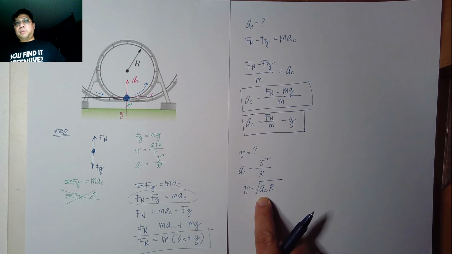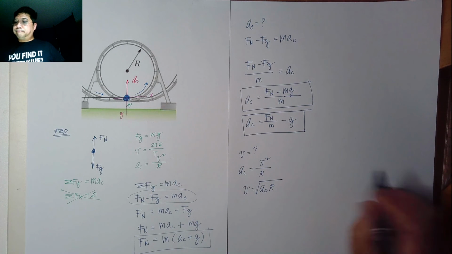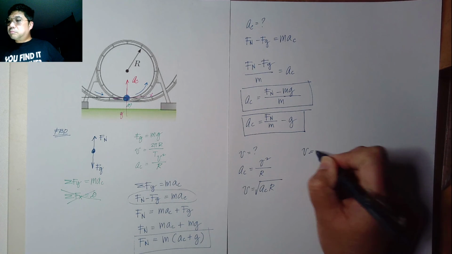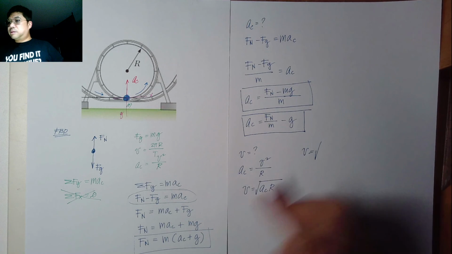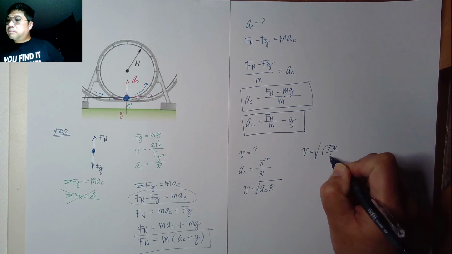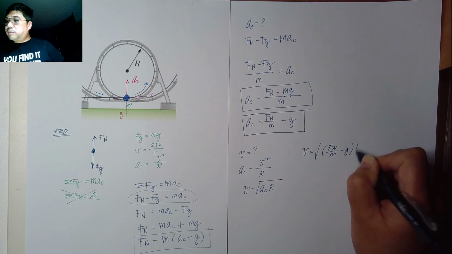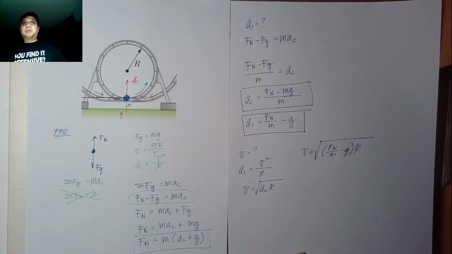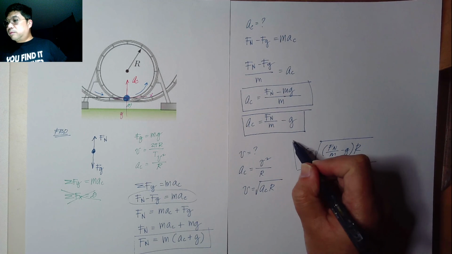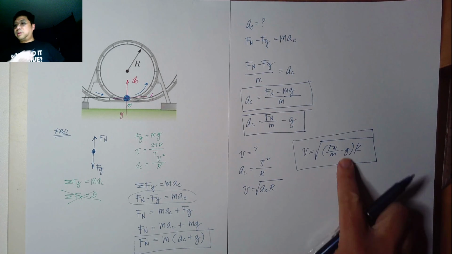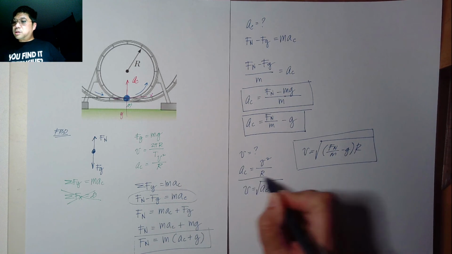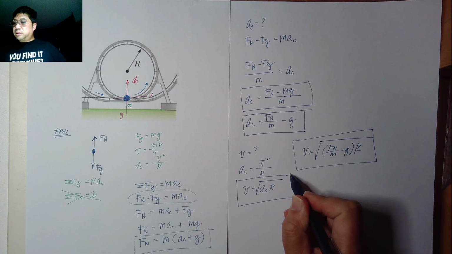Next step is to just plug in that value of ac. And our ac should be as simply as Fn over m minus g multiplied by r. So this will be our velocity. So this is the velocity in terms of normal force, the radius, acceleration due to gravity, and mass. This is our velocity in terms of the centripetal acceleration, so on and so forth.